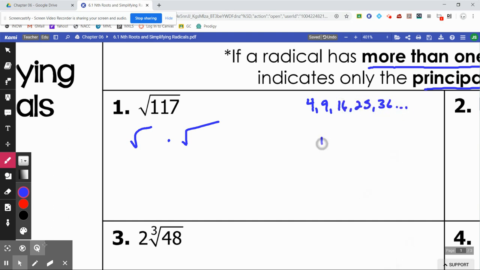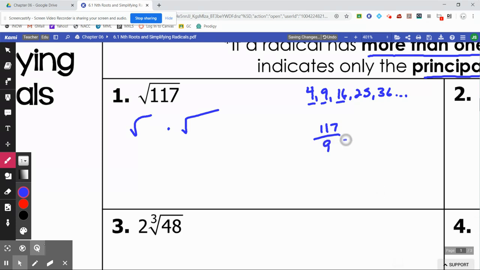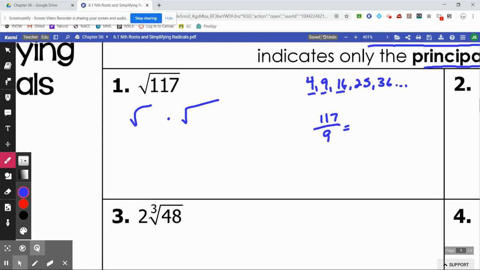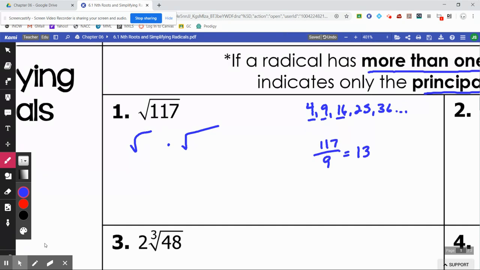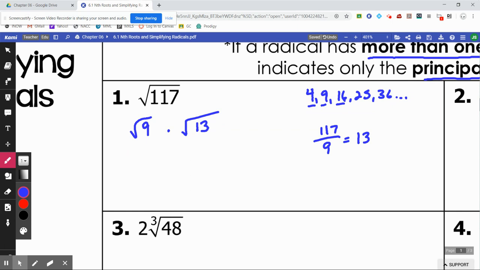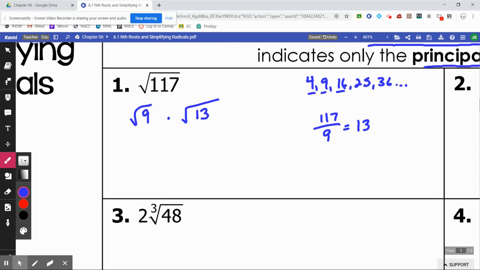We're going to take that 117, and one at a time, we're going to divide by 4. We're going to divide by 9. We're going to divide by 16 until we find something that will divide into that 117 that we know the square root of. And when you divide 117 by 9, you find out that it will divide evenly, and you get 13. So what does that mean? That means that I can split the square root of 117 into the square root of 9 times the square root of 13. Now, why would I want to do that? Because we're simplifying it. The same way you simplify fractions, you need to simplify your radicals if at all possible.